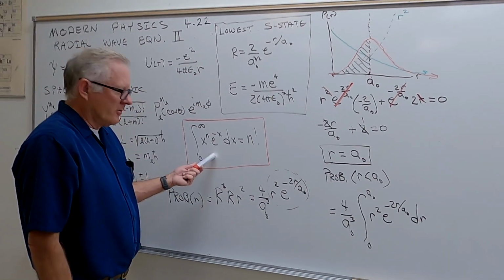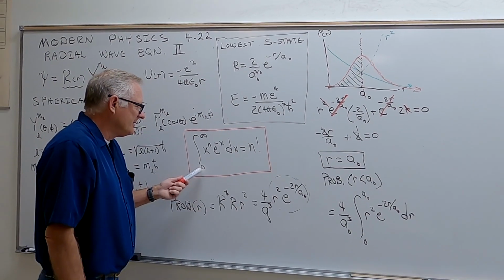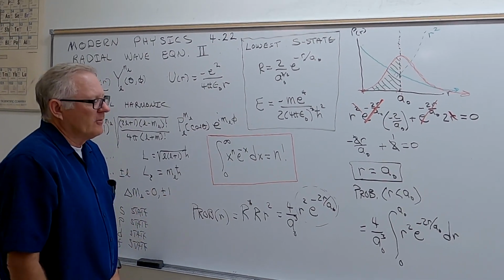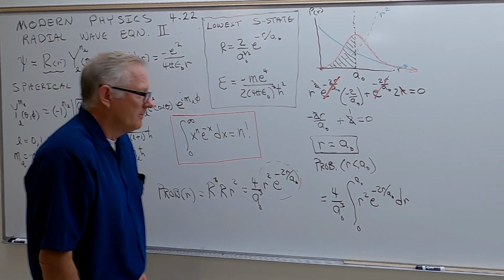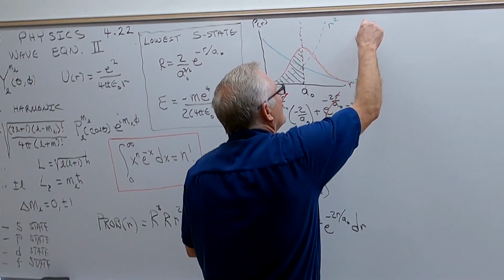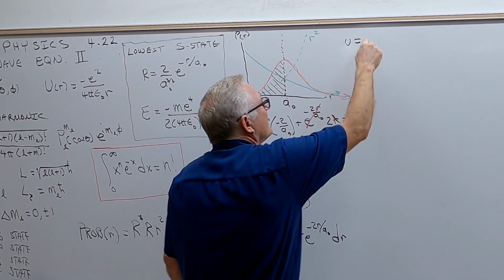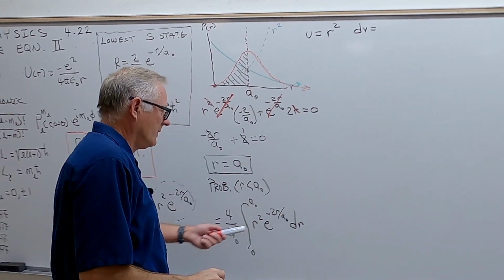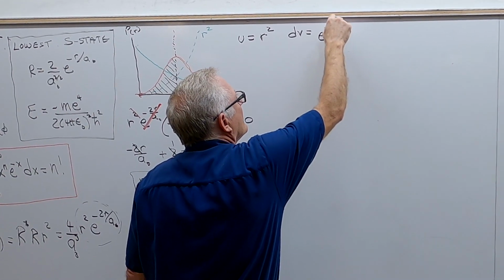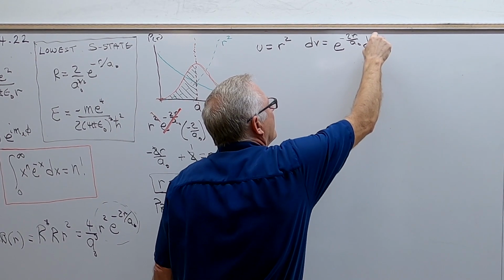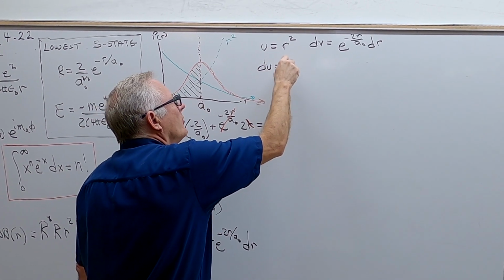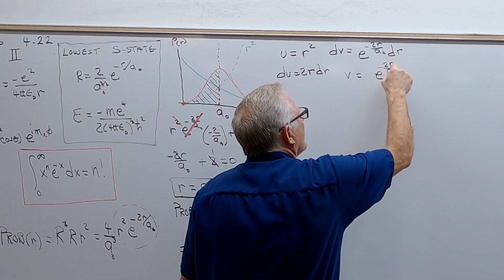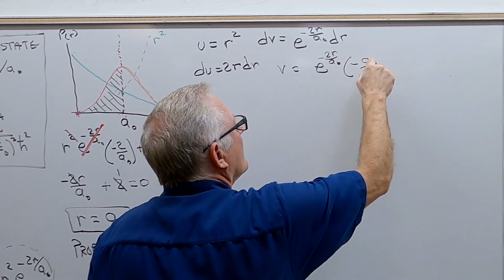Now, I can't use this integral to solve that because this is only from 0 to infinity, and this is from 0 to a naught. So it looks like over here I'd have to use parts twice, probably. If we do parts, then I could let u equal r squared, and dv equal e to the minus 2r over a naught dr. Okay, and so du would be 2r dr, and v would equal e to the minus 2r over a naught times minus a naught over 2.